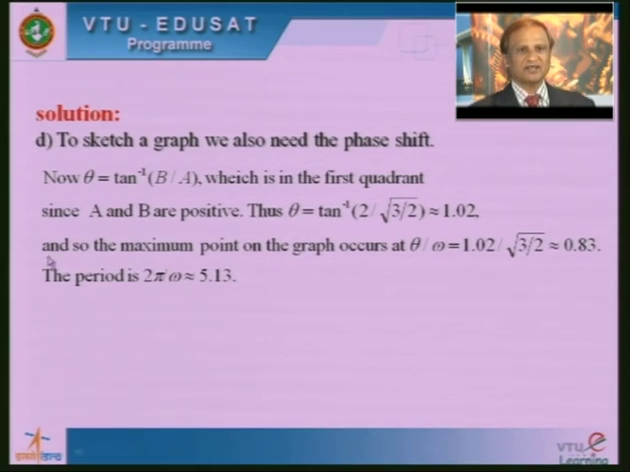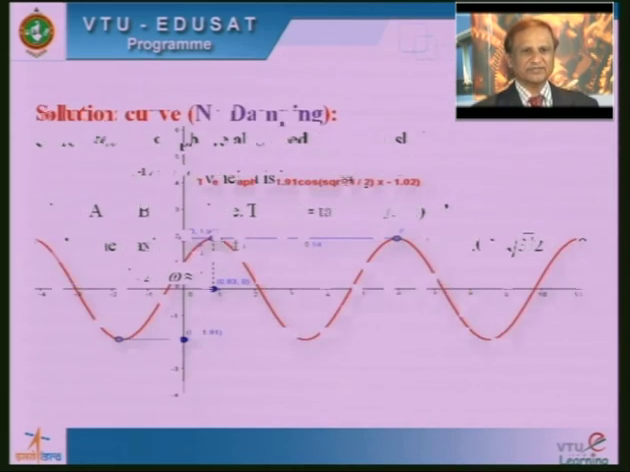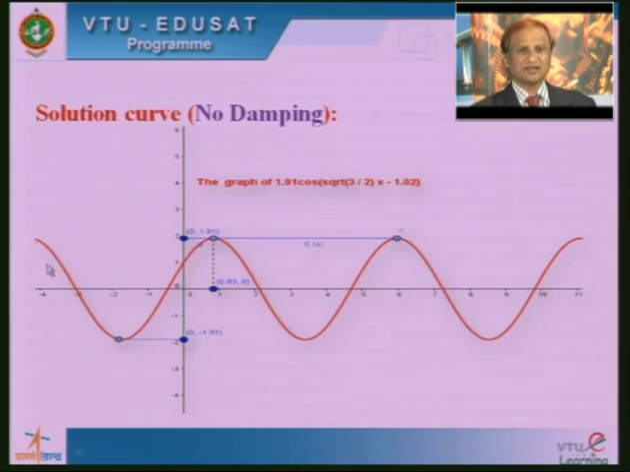1.02, right. And so the maximum point on the graph occurs at theta divided by omega, that is equal to 1.02 divided by square root of 3 by 2, approximately 0.83, right. The period is 2 pi by omega, that is equal to 5.13. It means you can calculate frequency as well as period. Is it clear? So like that we are able to find amplitude, period and phase, and we can draw the graph. Is it clear?